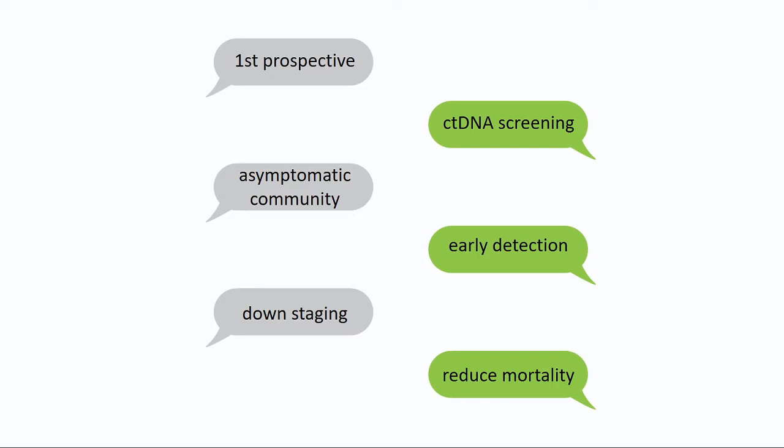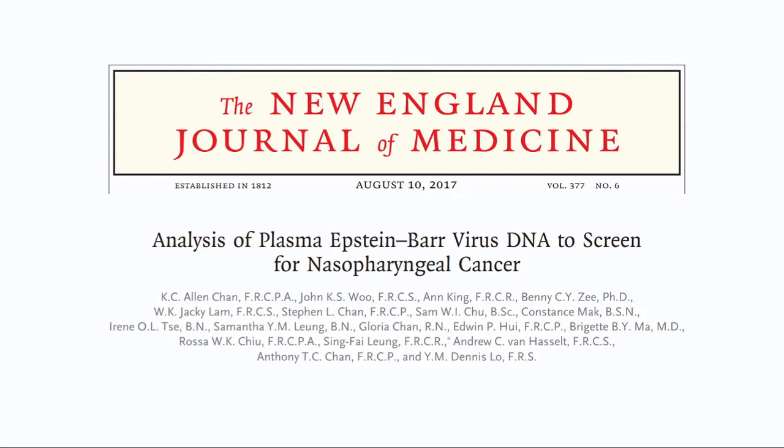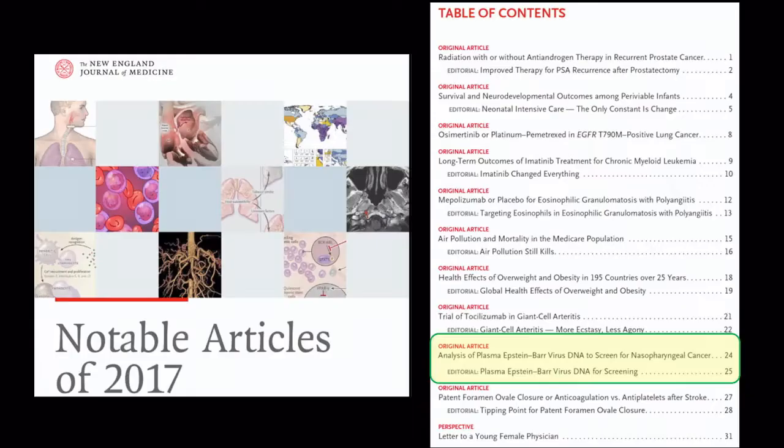So to summarize this part of the study, we believe we were the first prospective study to use circulating tumor-derived DNA for screening asymptomatic community individuals for early detection of a cancer in the form of NPC. We showed that the test led to downstaging of the diagnosis of NPC, and it actually reduced mortality in this particular cohort. So because of this data, it was published in 2017 in the New England Journal of Medicine. And this journal actually every year, at the end of the year, picks 10 of the most notable studies that they have published within that year. So in December 2017, when the most notable studies list came out, our study was actually one of them. So we were very pleased with this study.